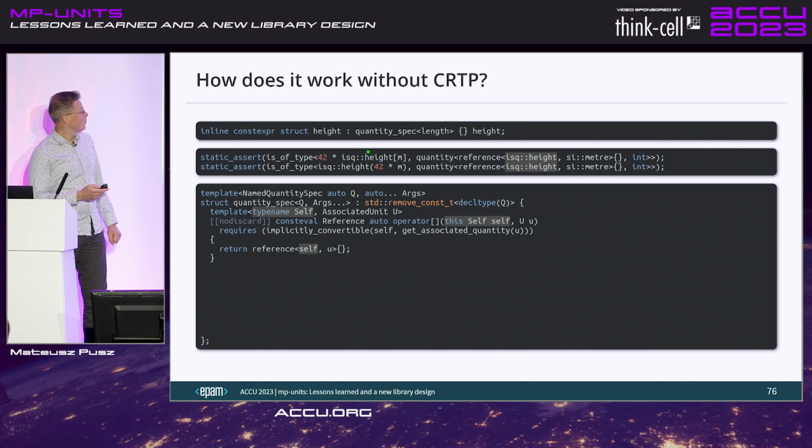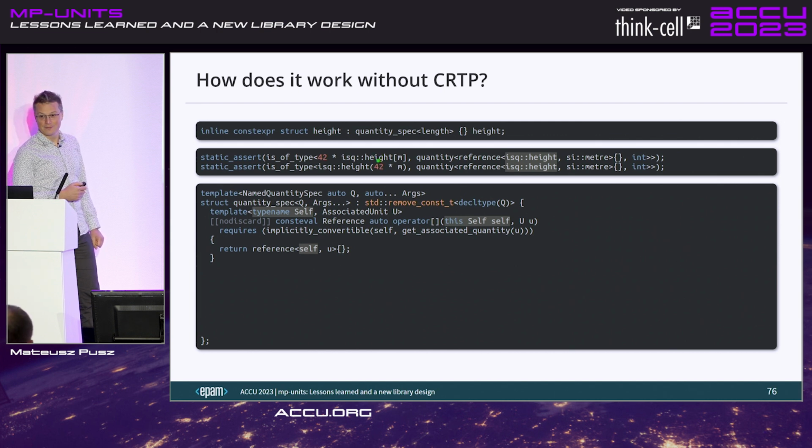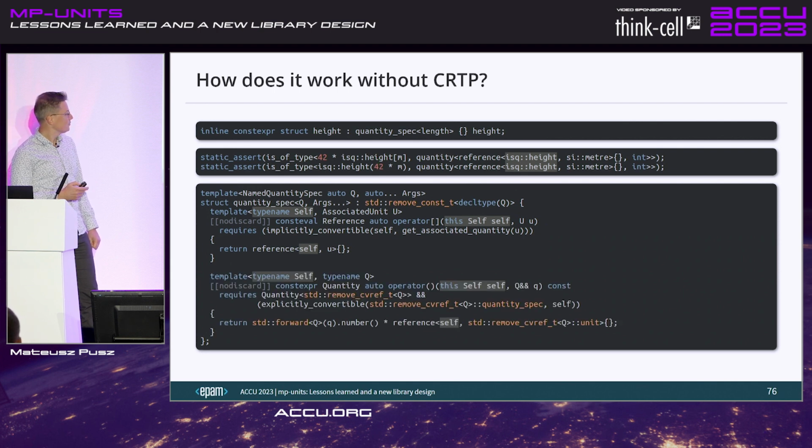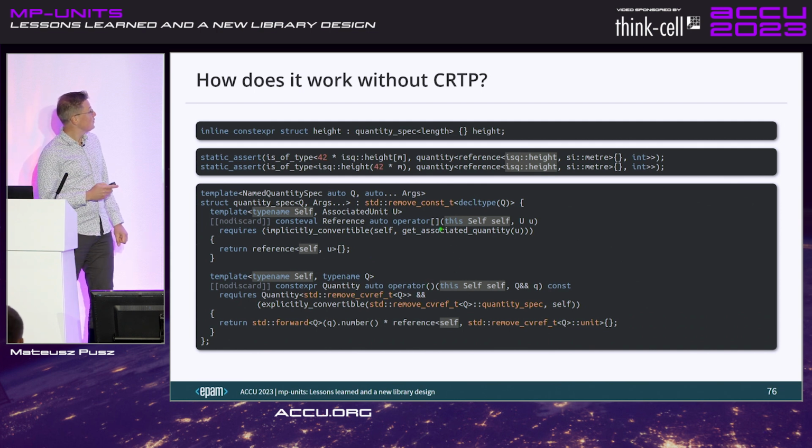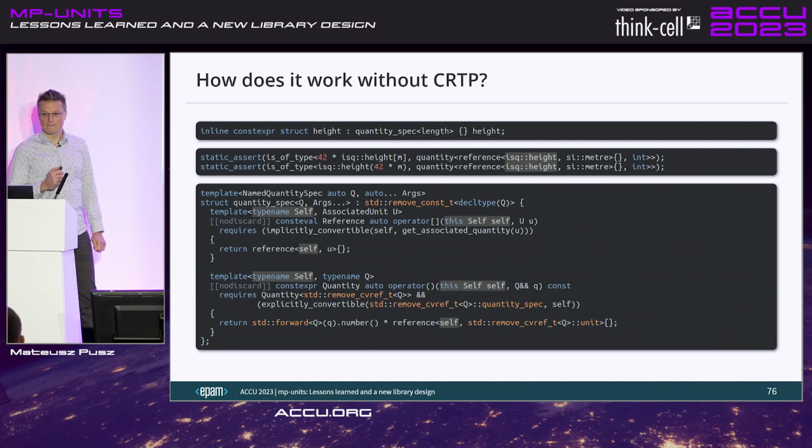And if I initialize it with height here, I get height, not quantity spec of length. And I could put it here as self to the first parameter of reference, because this is the object on which this operator is being called. And I'm calling this on an object of height. And the same for the parenthesis operator, for the call operator, to have the other line working fine. This is exactly the same implementation.